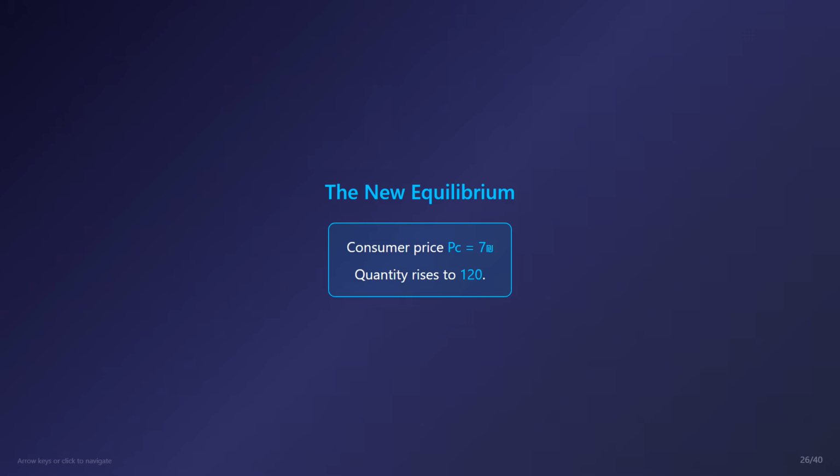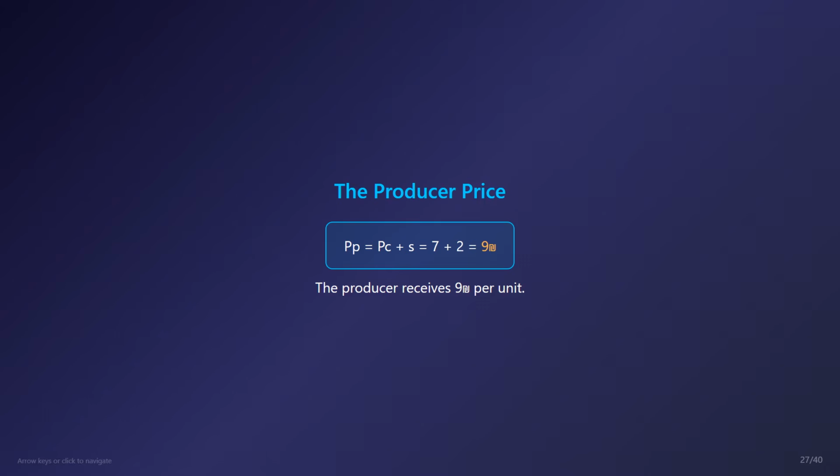Solving for the new equilibrium, the consumer price falls to 7 shekels, and the quantity rises from 100 to 120. The subsidy has lowered the price and expanded the market. Now the producer price. The producer collects 7 shekels from the consumer and 2 more from the government. So the producer receives 7 plus 2, which is 9 shekels per unit. That's PP equals PC plus S.